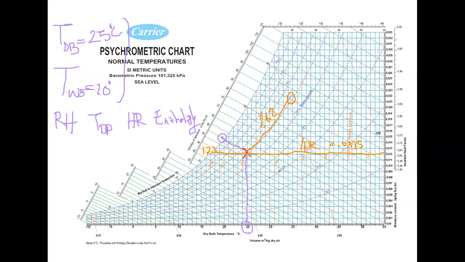And then we need enthalpy. For enthalpy, you just need to continue this line to hit the enthalpy scale. And this is something probably between 57, something like that. And that's how we find the enthalpy. And with that being said, this tutorial is finished. And I hope that you know now how to use a psychrometric chart. Thank you.